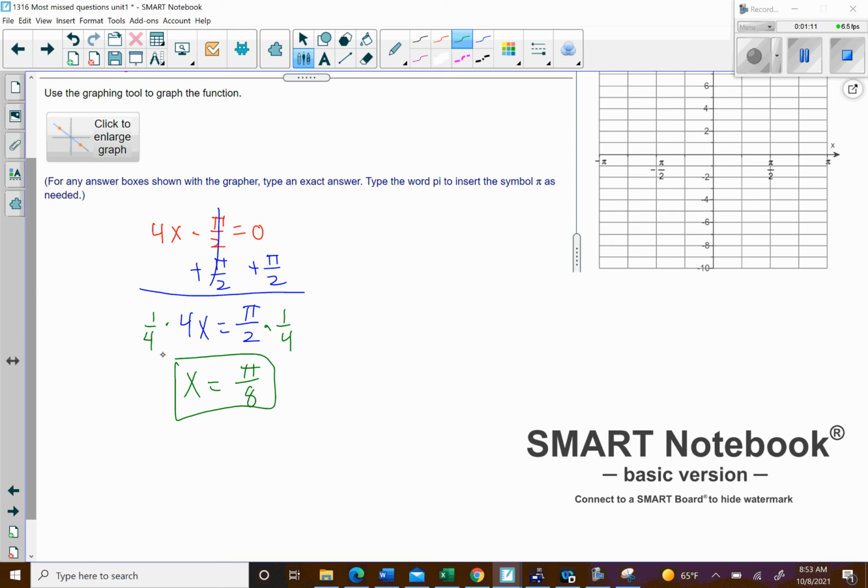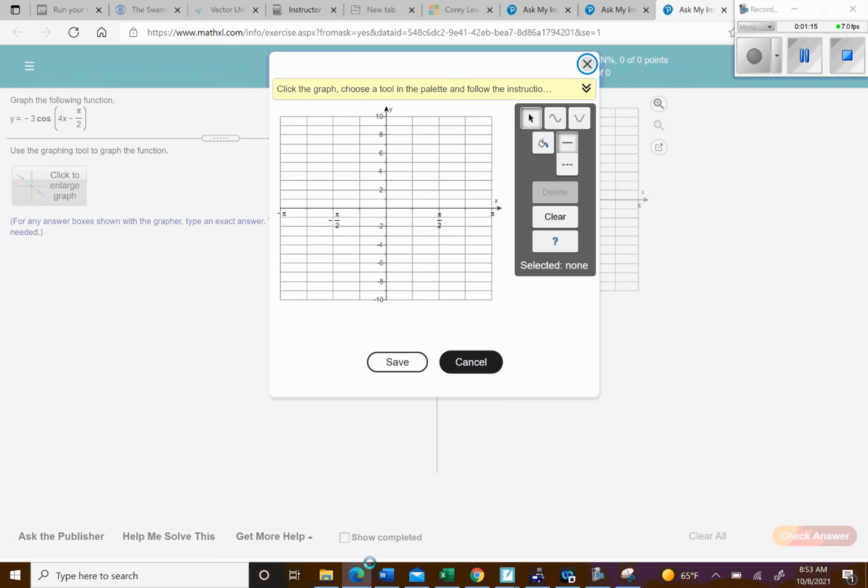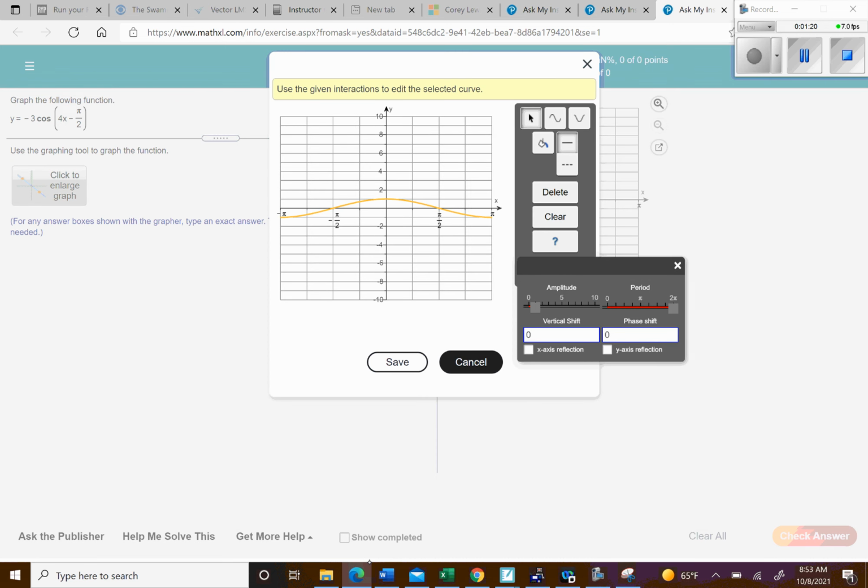So now that we know that, I'm going to go to the problem. Here we are. Click on it. Cosine graph, and just click there and it shows up. As you mentioned earlier, the amplitude's 3. The period was pi over 2, which should be right there.